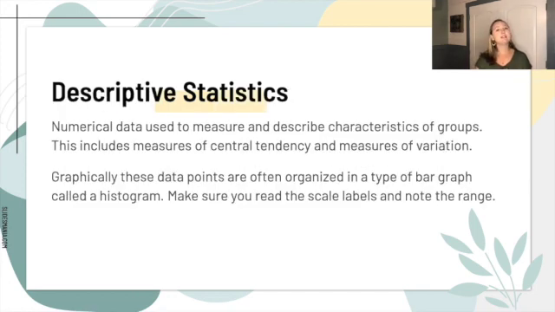Descriptive statistics is numerical data that is used to measure and describe characteristics of groups. This includes measures of central tendency and measures of variation, so those are the two groups we're going to be looking at. Graphically, these data points are often organized in a type of bar graph called a histogram. Make sure when you're looking at these graphs that you read the scale and the range. So those two things are going to determine the graph itself and the statistical interpretation.